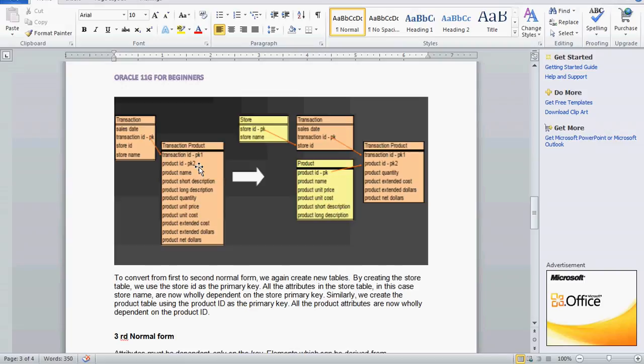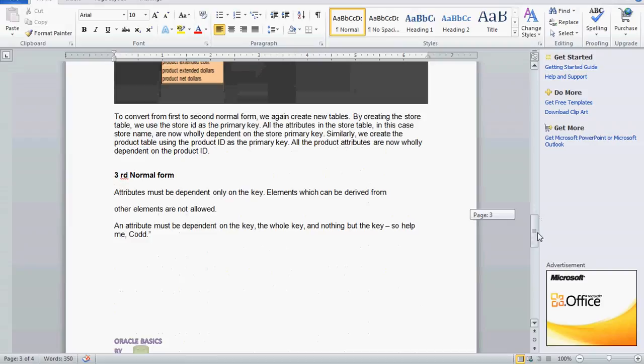By creating the store table, we can store the store ID and the store name as a separate table, and store ID is the primary key. All attributes in the store table, here only store name, wholly depend on the store ID primary key. Likewise in the transaction table, likewise in the product table. Similarly we create the product table using the product ID as the primary key, and all the product attributes are now wholly dependent on the product ID. This is the way we have achieved the second normal form.